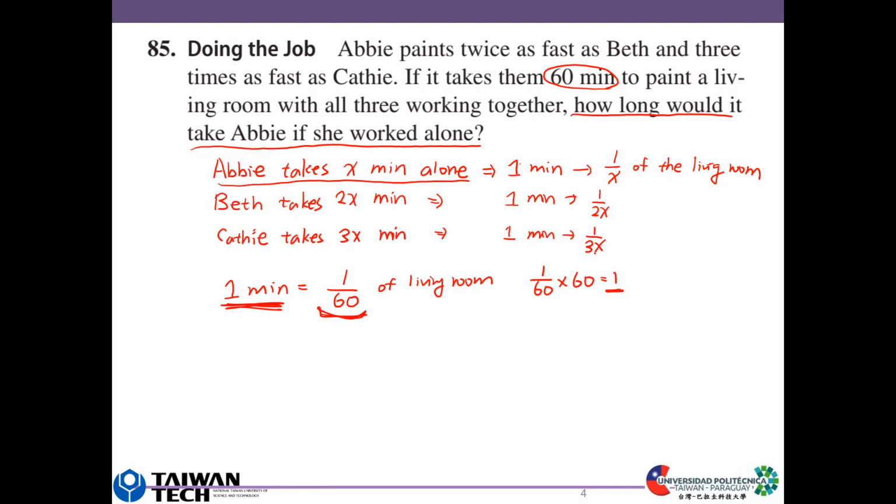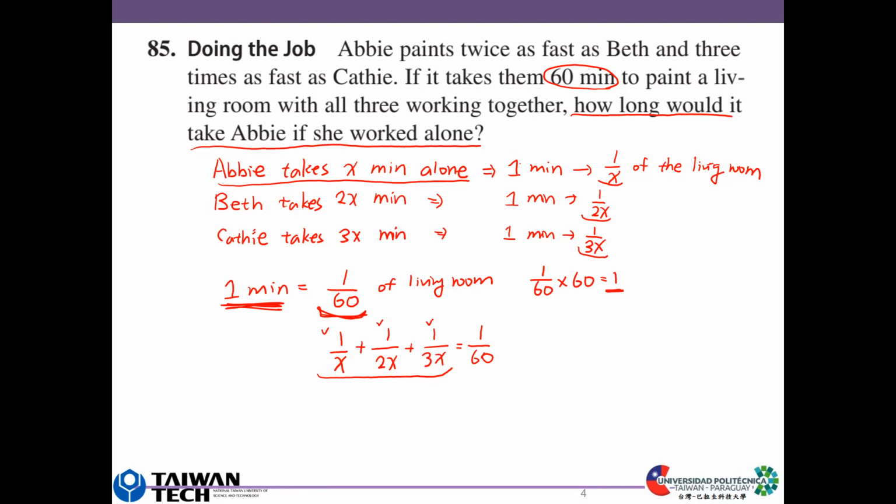So we know in the problem statement, it says these three are working together and they complete the living room within 60 minutes, which means within 1 minute, each of them does a portion. So within 1 minute, Abby completes 1 over x, and Beth completes 1 over 2x, plus Kathy completes 1 over 3x. It will be equal to 1 over 60. Because they are working together, for 1 minute each of them completes this portion, this portion, this portion, and their summation will be 1 over 60.